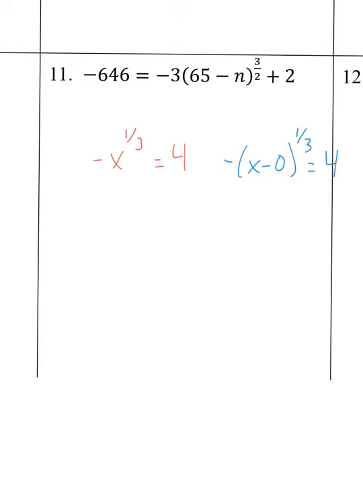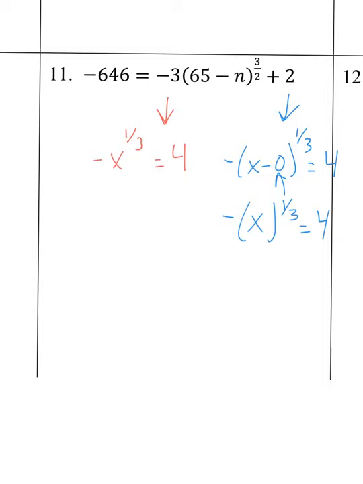In the last problem that we did, it looked like this in red. But what is the difference between that red equation and this blue equation? It looks like the only difference is this minus 0. But what is x minus 0? X minus 0 is just x, right? 5 minus 0 is 5, 7 minus 0 is 7, and so on. So the blue equation and the red equation are actually the same thing.